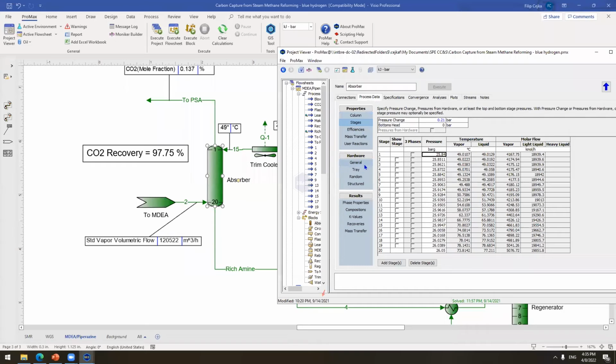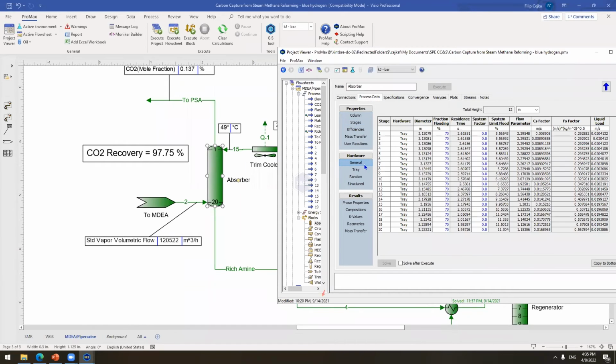Let me show you some more things in here. I'm going to show you a little bit about the hardware of this column. As you can see, the diameter is about 3 meters, so it's a reasonable diameter. You can see the diameter is changing throughout. That's because we set the fraction flooding to be 70%. You can actually set, let's say, the diameter to 3.2 meters and then convert it, and it will calculate the actual fraction flooding.